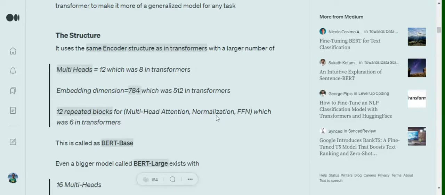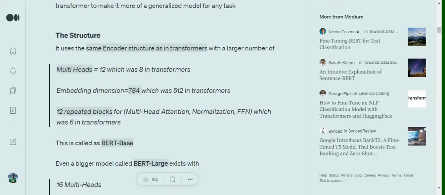So let's talk about the structure of BERT and how it differs from transformers. BERT also has different variants. We'll be discussing BERT base and BERT large. In BERT base, we have multi-heads equal to 12. If you remember, in the original transformers paper we have 8 multi-heads, but in case of BERT, we have 12 multi-heads. Also, the embedding dimension has been increased to 768 from 512.